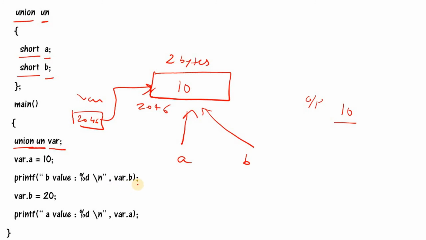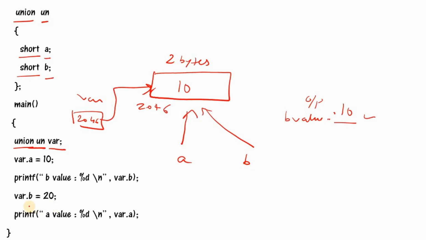B will print it. So what will it print? B is also pointing to the same memory location. That's why it will print the value 10. First it will print the value 10, and the B value it will print is 10 here.